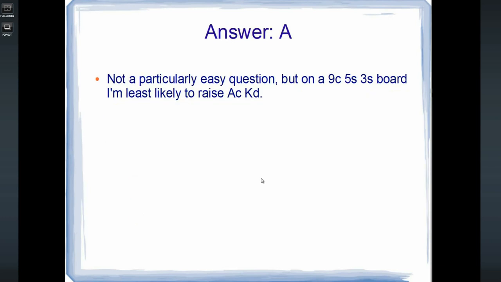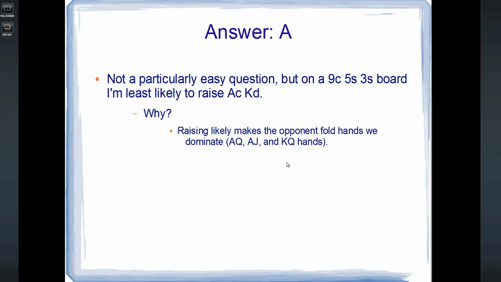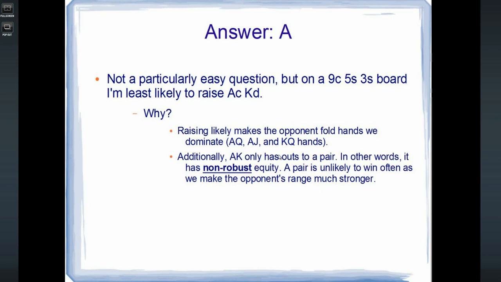So, not a particularly easy question. It was actually pretty hard. But on a 9 of clubs, 5 of spades, 3 of spades board, I'm least likely to raise with the ace-king off. The reason for this is because raising likely makes the opponent fold some hands we dominate, like if you c-bet ace-queen, ace-jack, and king-queen. Additionally, ace-king only has outs to a pair.